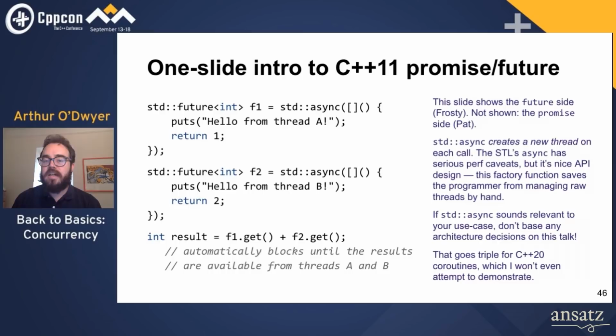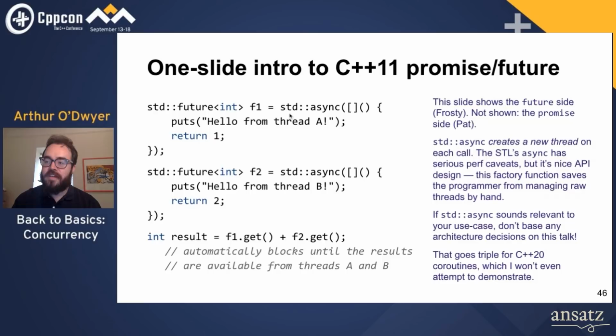One slide intro, how do we do this? There's a library function called std async, and what async does is spin up a new thread, do this in the thread, and then it has a return. Threads don't return things. Where does this return go? Well, it goes into something called a promise, which is not shown on this slide because that's all wrapped up inside this std async helper function. And the promise communicates with a future, which is returned immediately from std async.